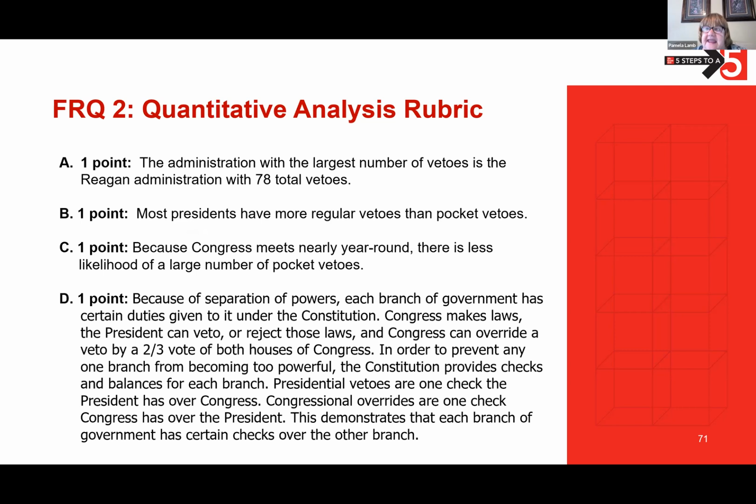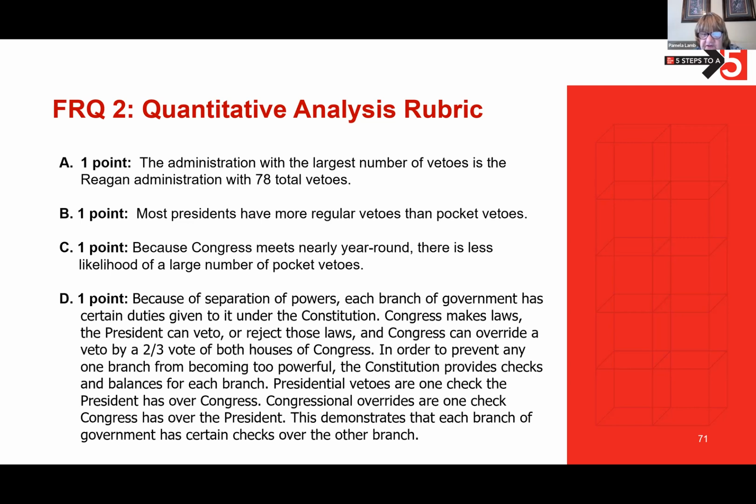Sometimes an example, like Congress makes laws, the president can veto or reject those laws. Congress can override a veto. That shows I know what separation of powers is and I understand how it works. Okay. And that will be enough for the reader to give that point.